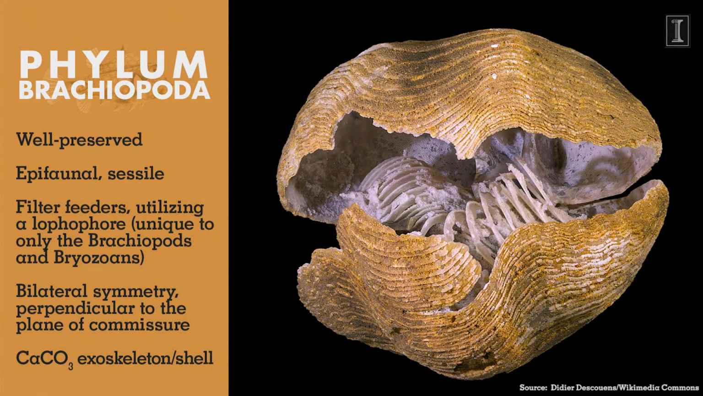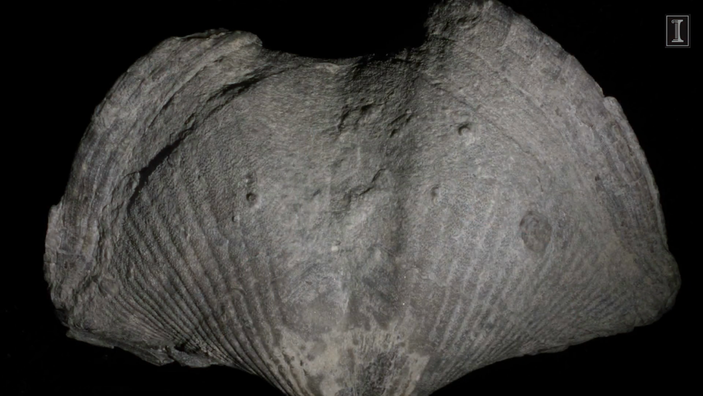Brachiopods also have a calcium carbonate exoskeleton, so their shells are composed of calcium carbonate. And what we want to note about the phylum Brachiopoda is that they're one of the most successful organisms in the Paleozoic era. All right, lastly, we want to consider the symmetry of brachiopods because it's specific to this phylum.